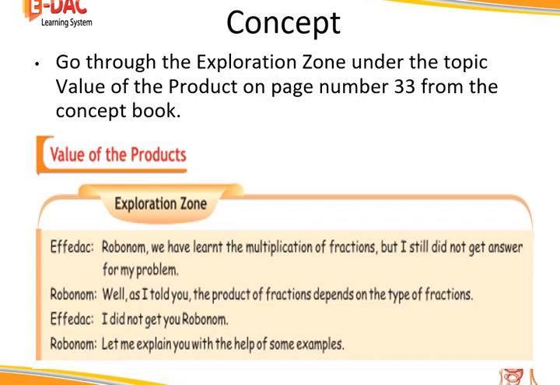from the concept book. FDAC says, Robonorm, we have learned the multiplication of fractions, but I still did not get answer for my problem. Robonorm replies, well, as I told you, the product of fractions depends on the type of fractions. FDAC says, I did not get you, Robonorm. Robonorm says, let me explain you with the help of some examples.